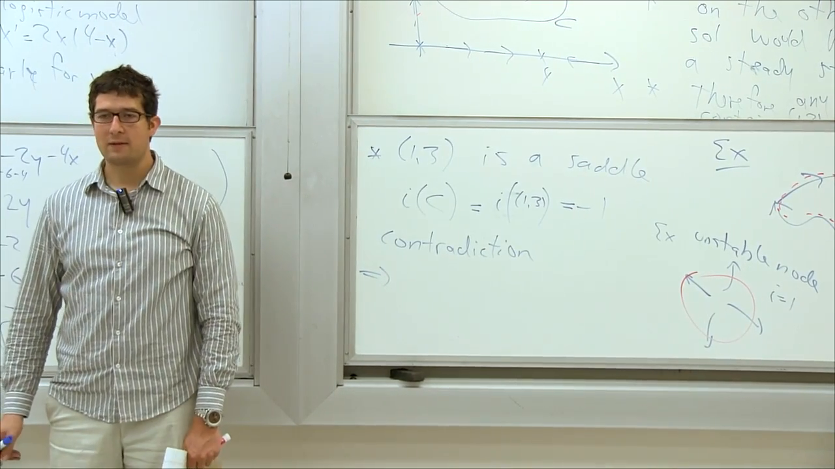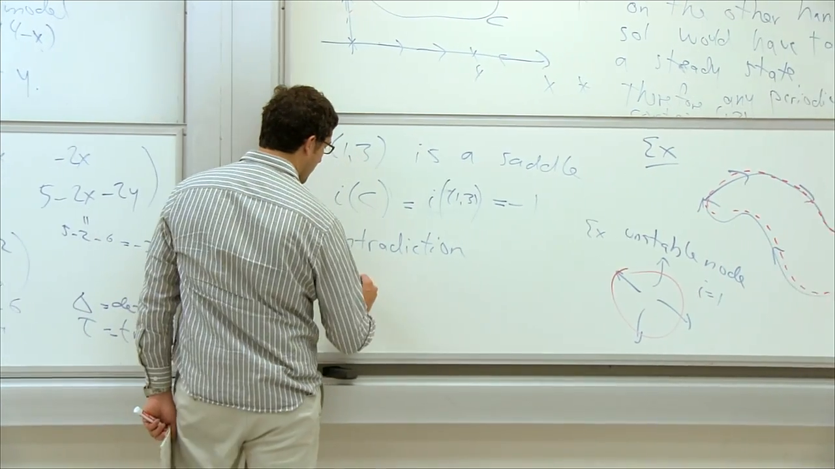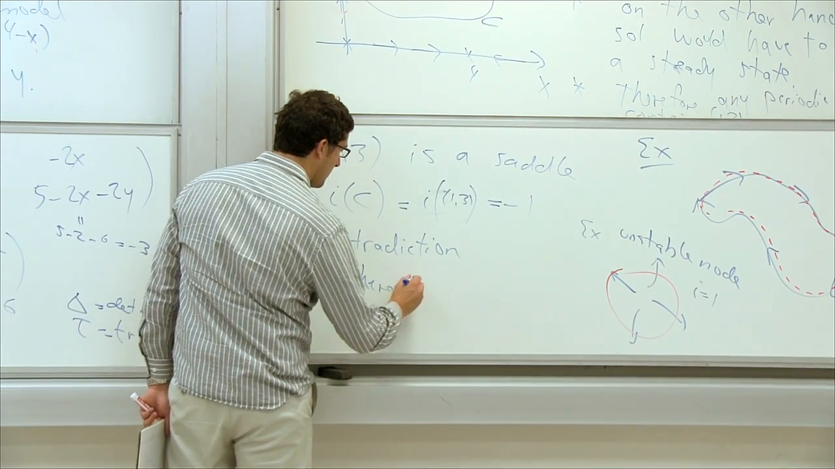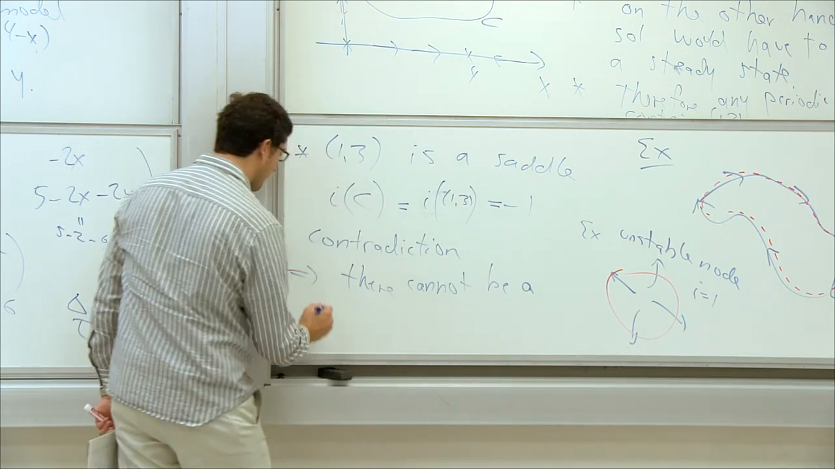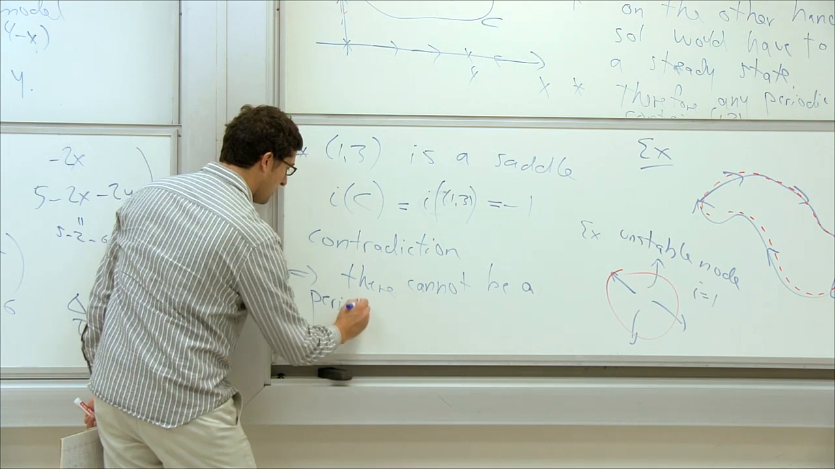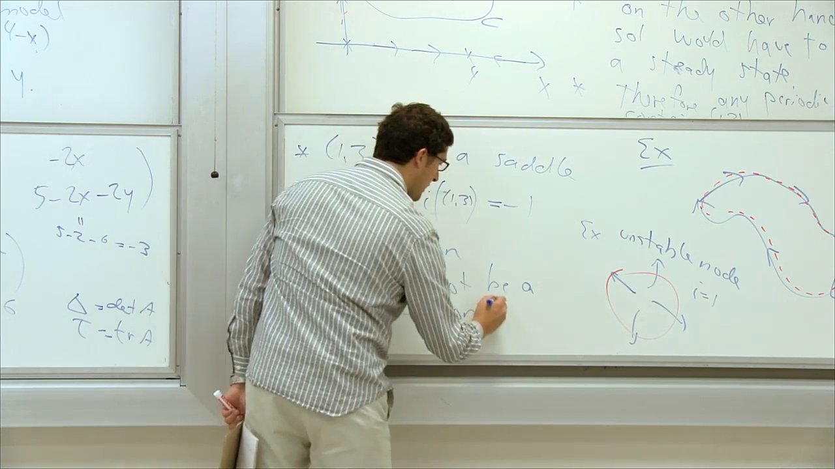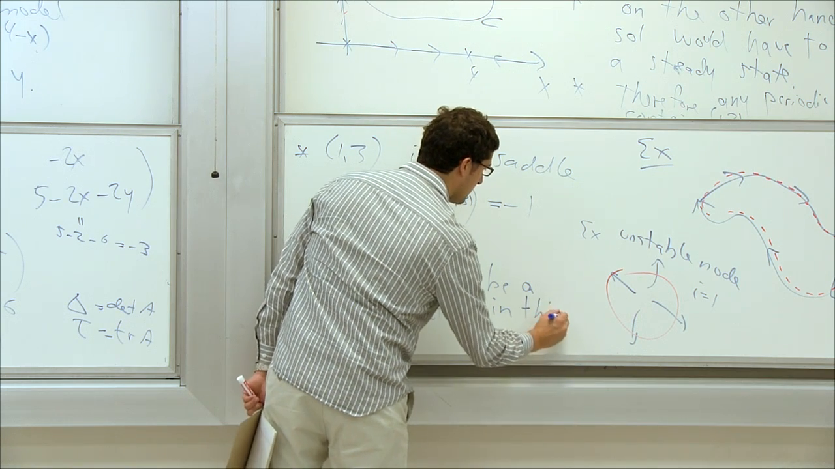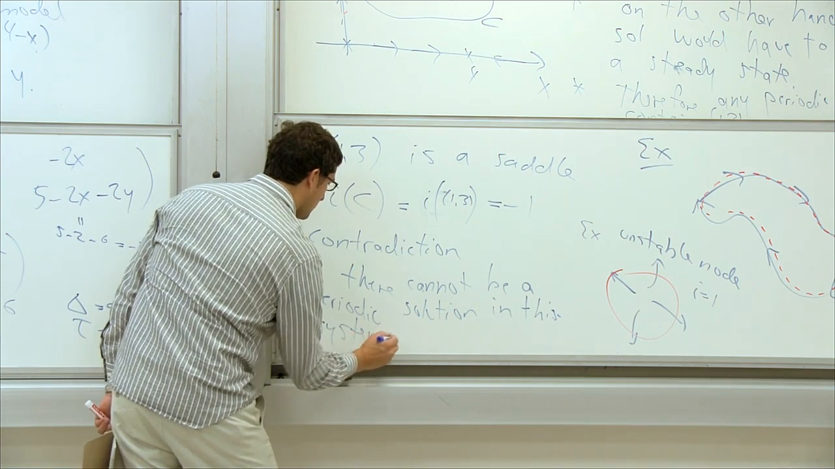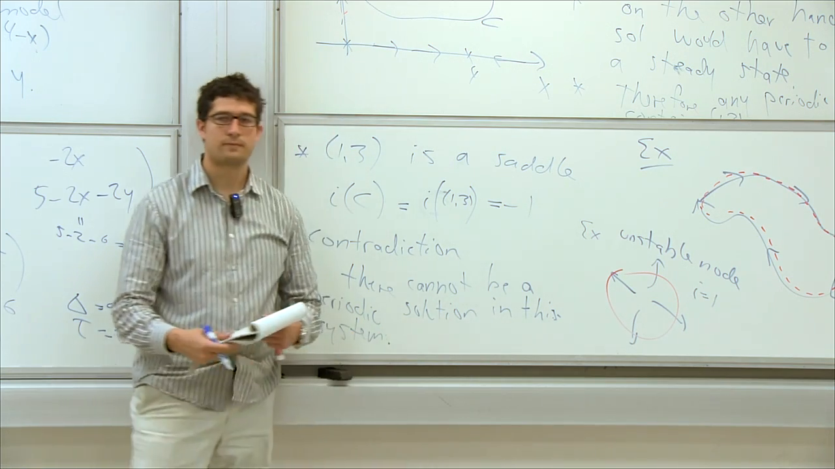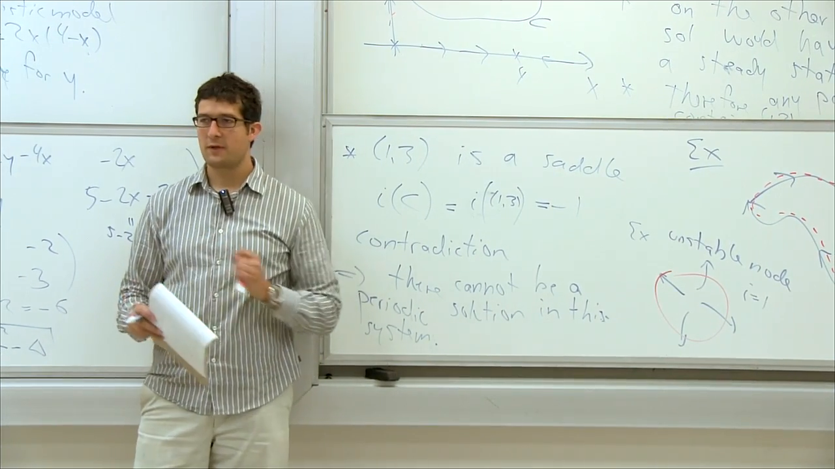So we can conclude that there was no periodic solution to begin with, right? So there cannot be a periodic solution in this system. Okay? Awesome. Do you guys have any questions?